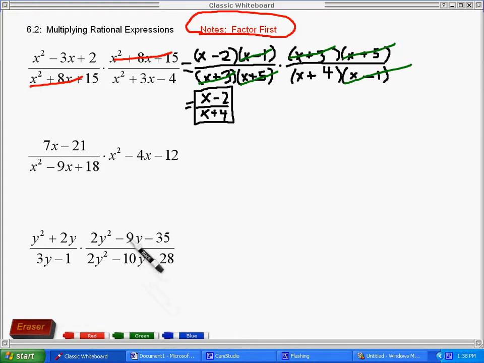Again, factor first. Now this next one is kind of similar, except that I have a rational expression times a trinomial. But I can turn this trinomial into a rational expression if I just put it over 1. So I'm going to go ahead and do that. And then again, what do we need to do? Factor first. So this top one, factor out the GCF of 7, and I'm left with x minus 3. And in the denominator, that factors into x minus 6 times x minus 3.